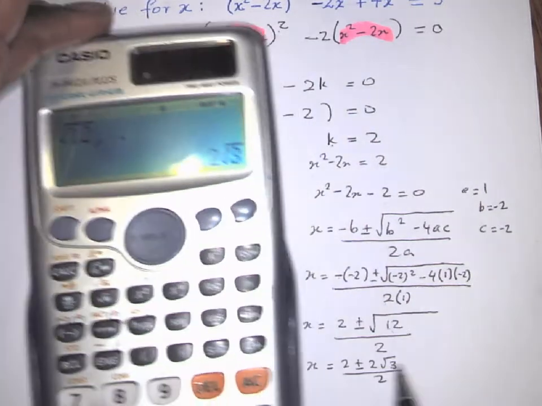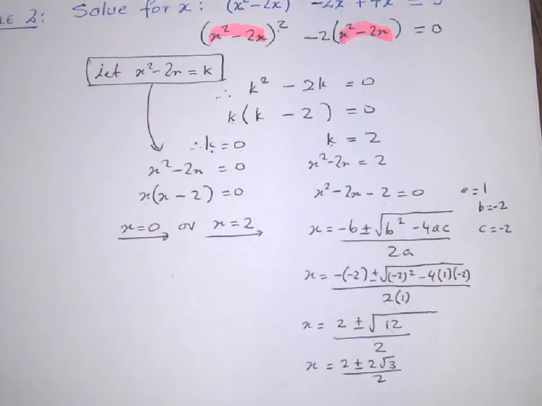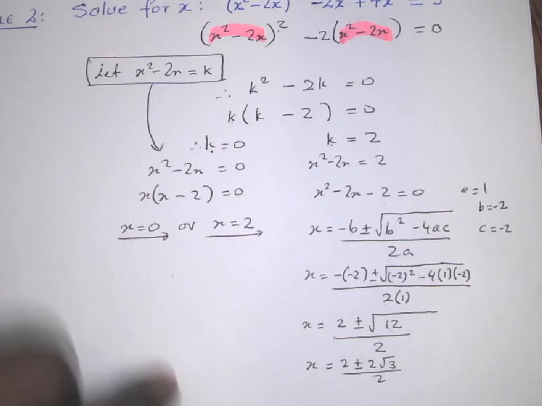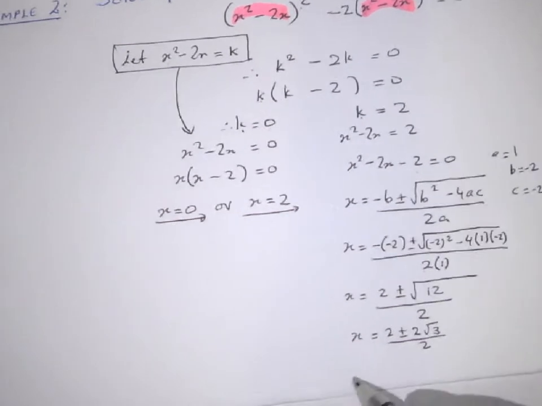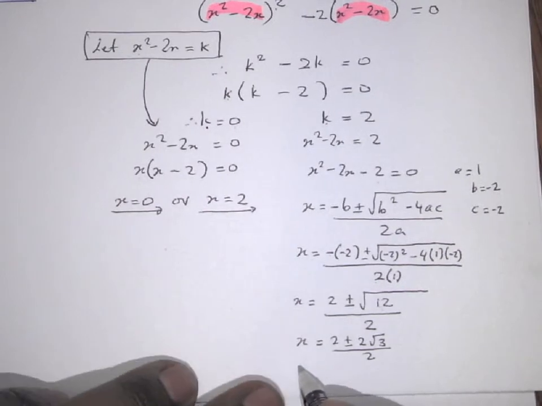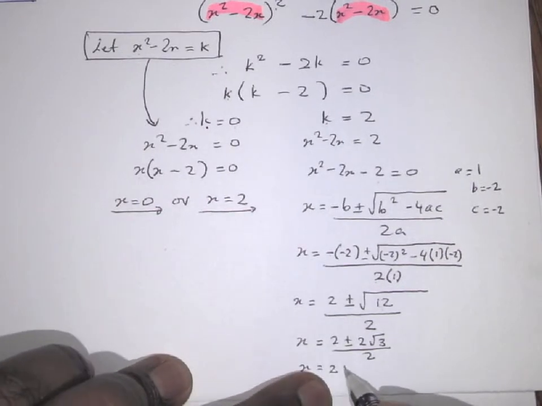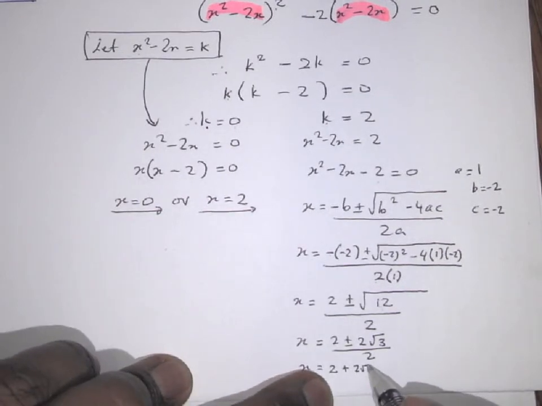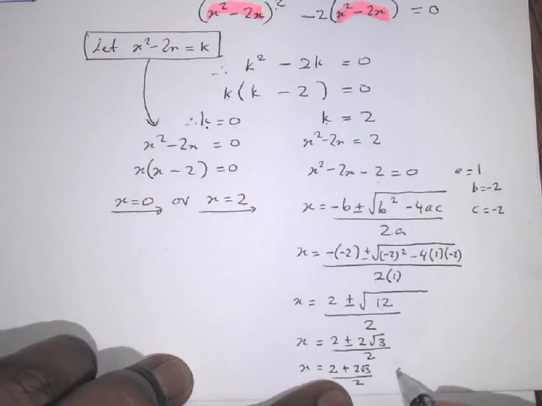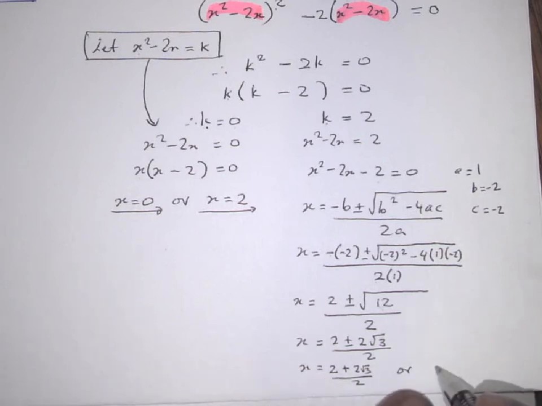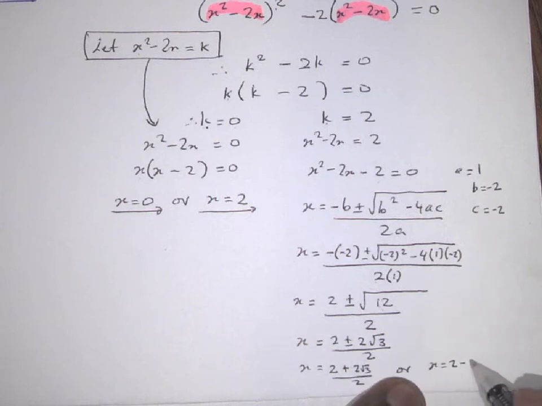It's 2 square root of 3. So I've got 2 answers here. One answer, we said, is x is equal to 2 plus 2 square root of 3 over 2, or the other one is x is equal to 2, because there's a minus there, minus 2 square root of 3 all over 2.